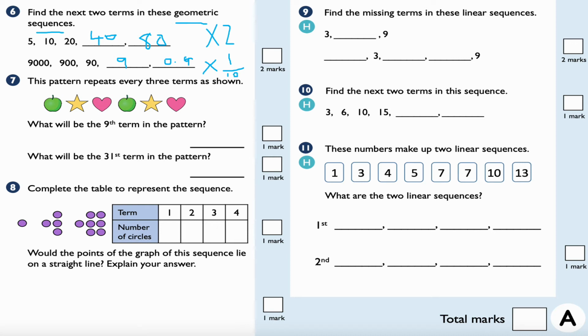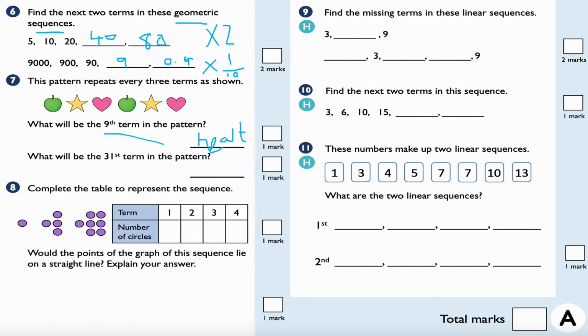This is question number 7. This pattern repeats every 3 terms as shown. What will be the 9th term in this pattern? Okay, so the 9th term will be a heart, or a love heart, you could say.